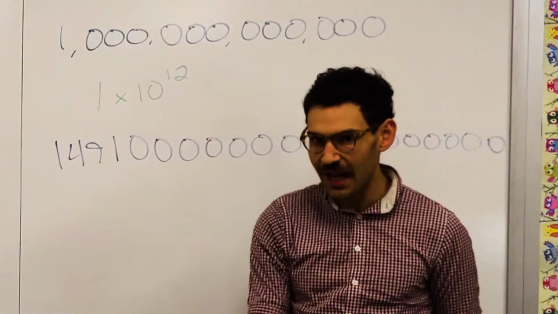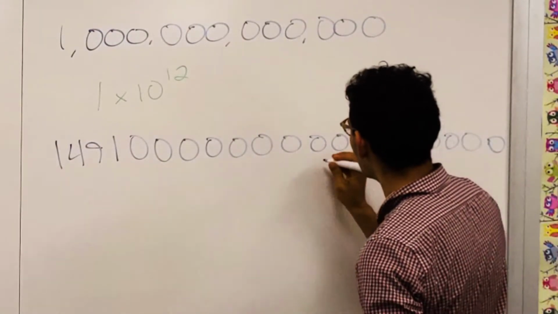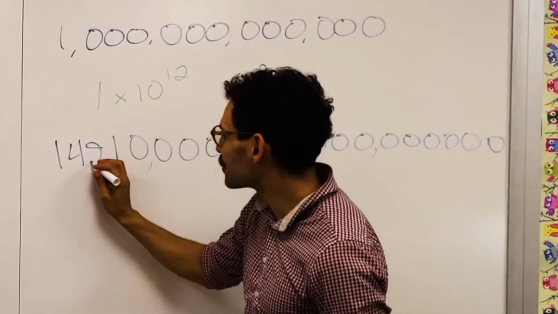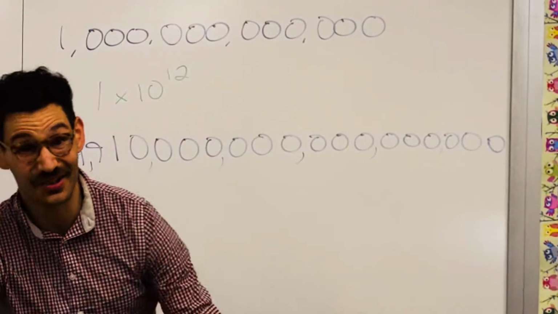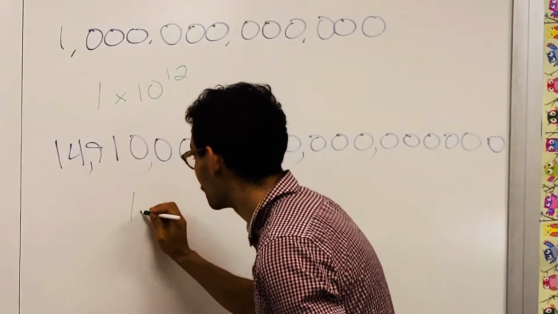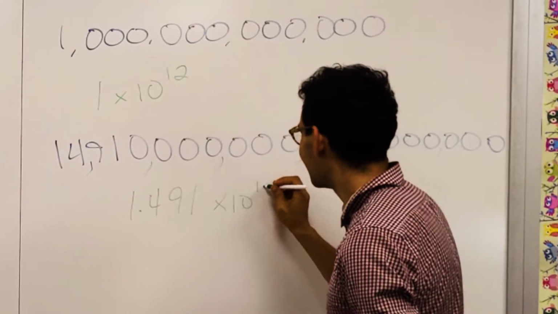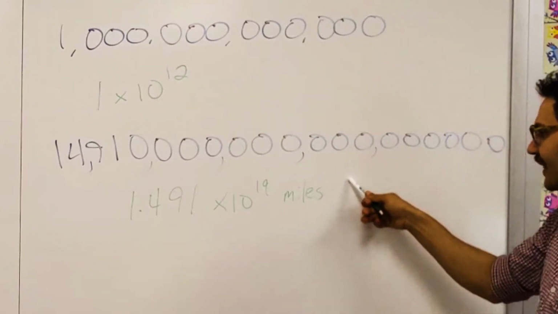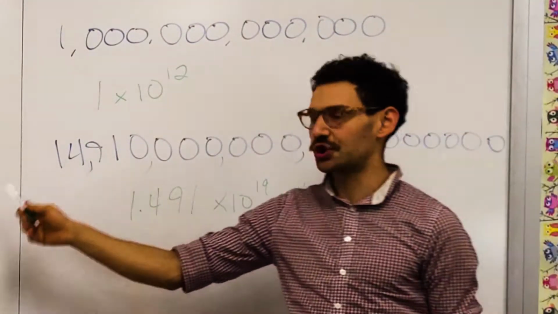But scientific notation gives us a nice, easy way to do this. I'm going to put in some commas just so I can see how many groupings of 3 I have. I should be able to express this in scientific notation, rather, as a nicer number, as 1.491 times 10 to the 19th miles. And look how much nicer this looks than this big old chonker right there.